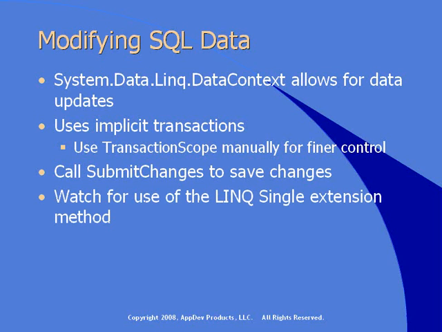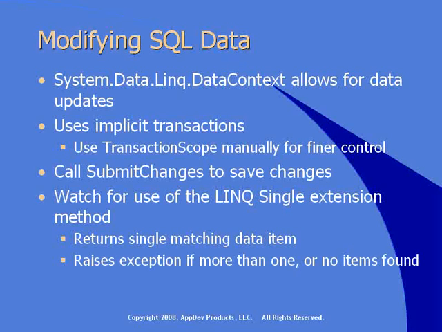Now we're going to use the LINQ Single extension method as part of this demonstration. The way the Single extension method works is it returns a single matching data item. Normally, a query returns a collection of items. I want to be able to work on a single return value, not a collection, and the Single method returns a product or a customer or a category or some combination of those. And it raises an exception if the query returns more than one value or zero values.